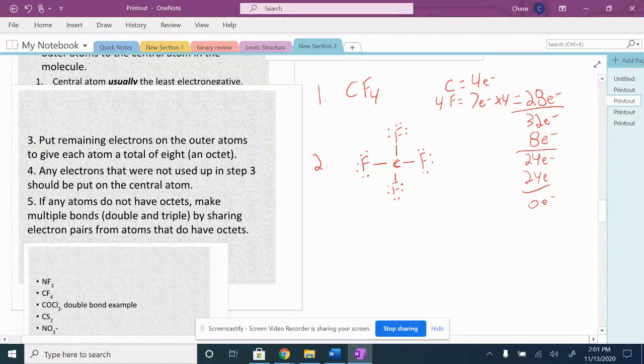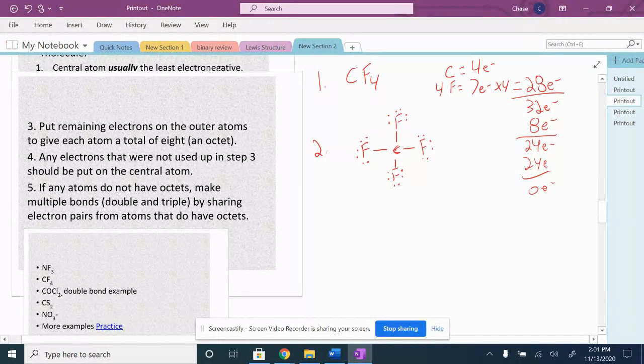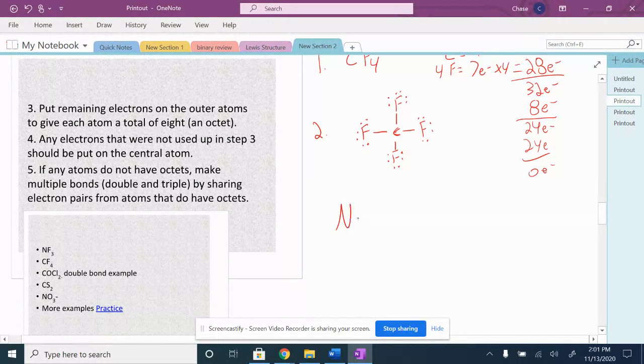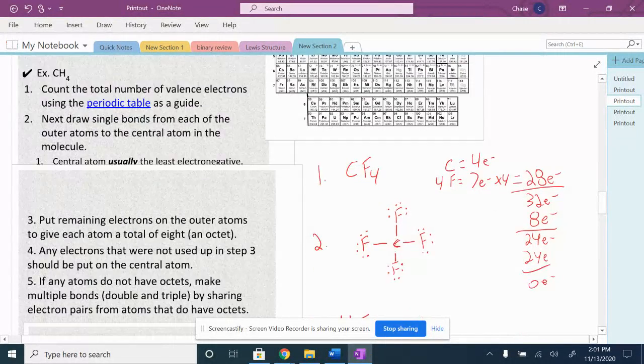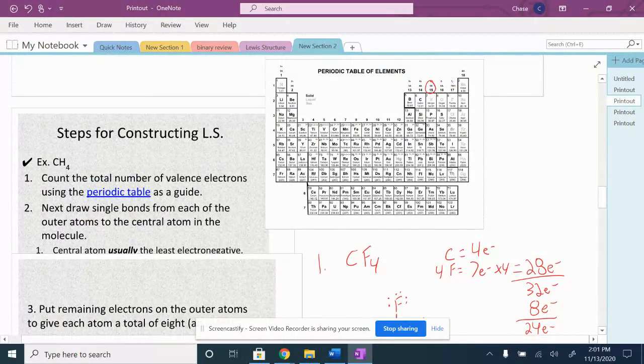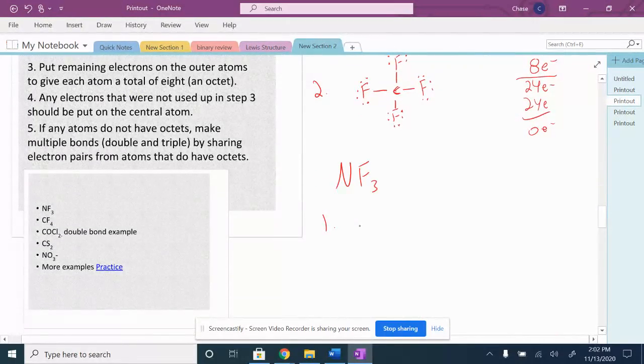So I'll do one more example with you to show steps number 3 and 4. So let's try NF3. So step number 1 says to count the total number of valence electrons. So N, I have 5, and F, I'm going to have 7 from each. So N is going to bring 5 electrons, and 3 fluorines is going to bring 21 electrons. And I get that from 3 times 7. So 26 total electrons. Okay, so that's step number 1.